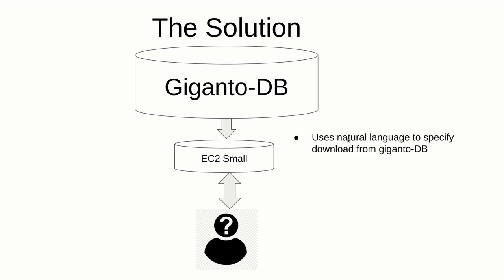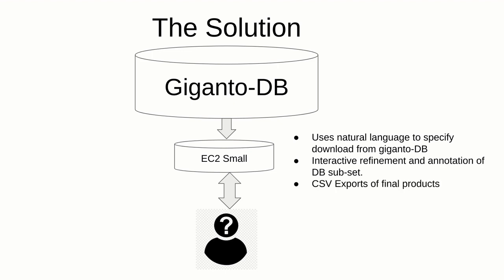The way this is done is you use natural language to specify the download from the giant database. Once you've done that, you have the small database, and you can do interactive refinement and annotation of the database subset. You're only working over the small EC2 database, getting good interactive performance, with very little network traffic when it accesses the database. Finally, after you've done all this work, you can do a comma separated value export of the final products for other tools to use. This is the idea behind the approach.